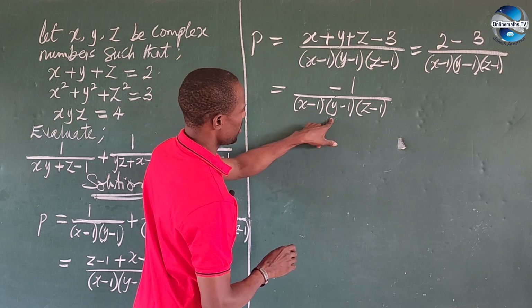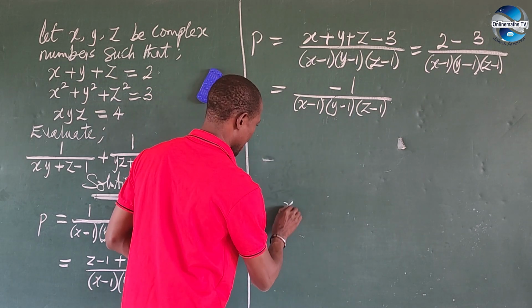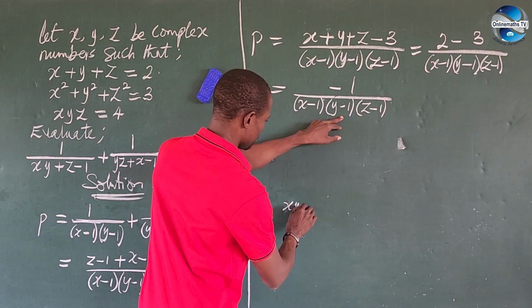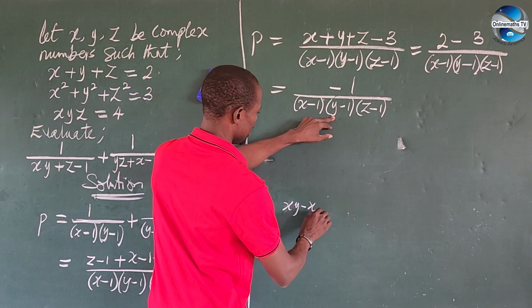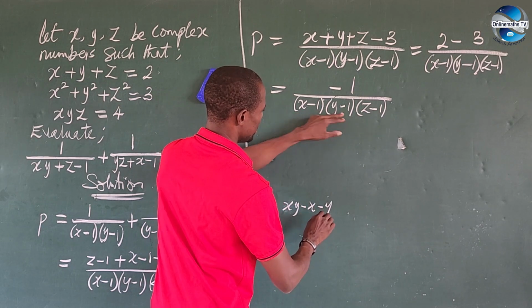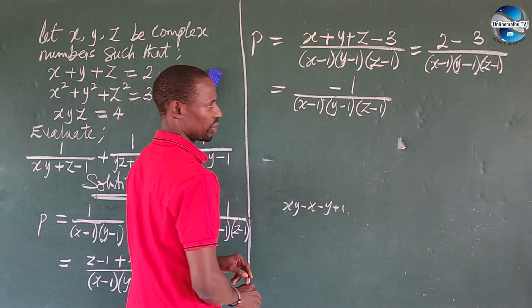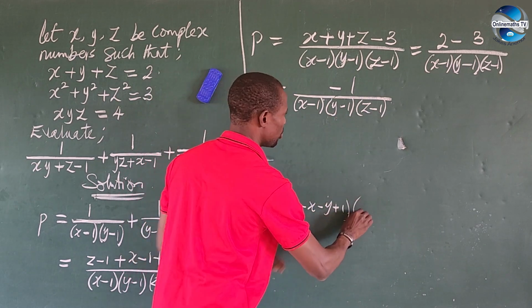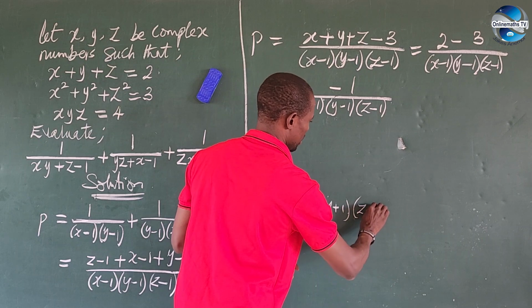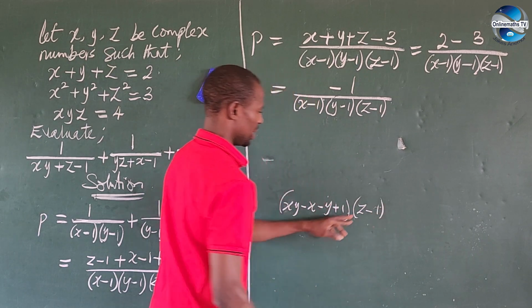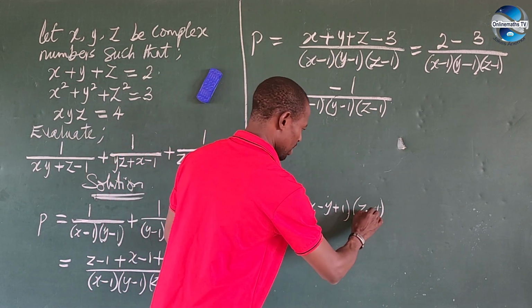So let's use this to open this first. This will give us xy, then minus x, minus y, plus 1. We are having this into what we have left here, which is z minus 1. So we can now use this to open this.